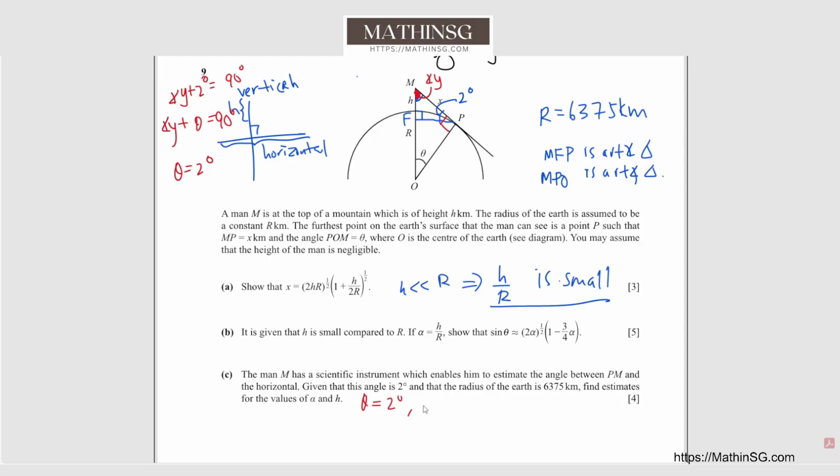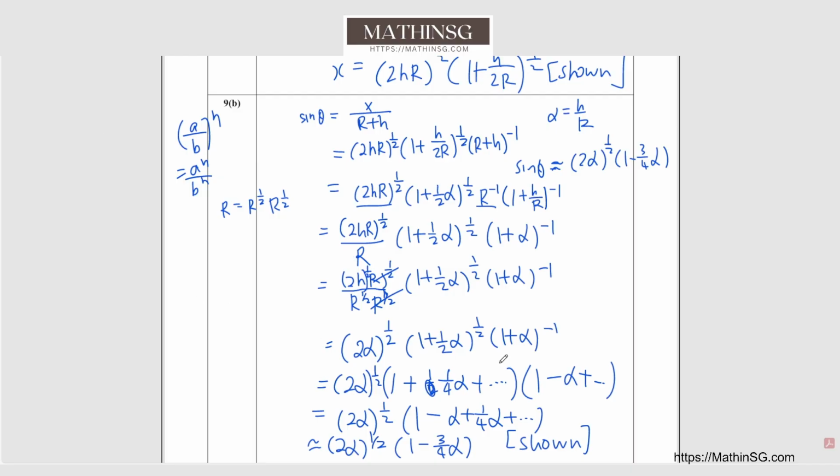Okay, so you are given theta equals 2 degrees, R equals 6375 kilometers. You are going to find what is alpha, what is H. So we know that theta is 2 degrees, you can sub it in. Then they only ask us for estimates, right? So you use your GC to solve for alpha. Then once you have found alpha, you are given R, you can find H. So let's do it together.